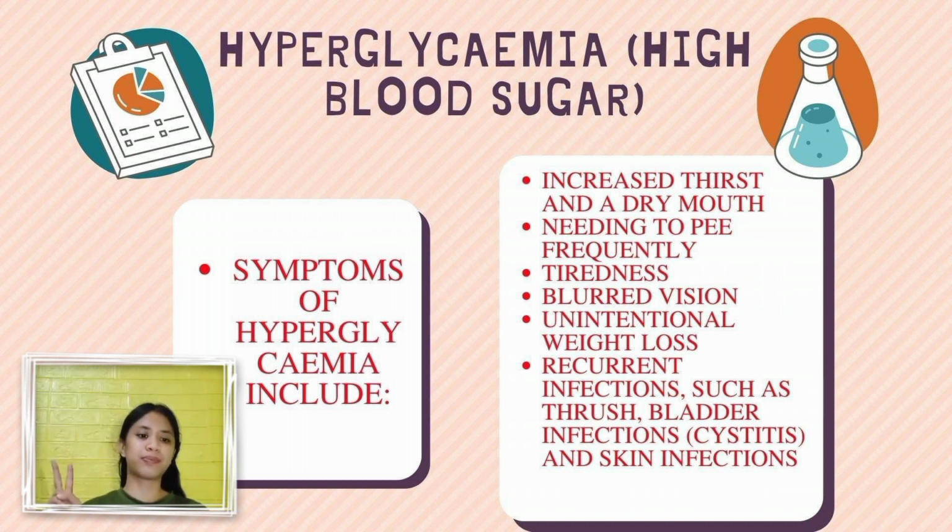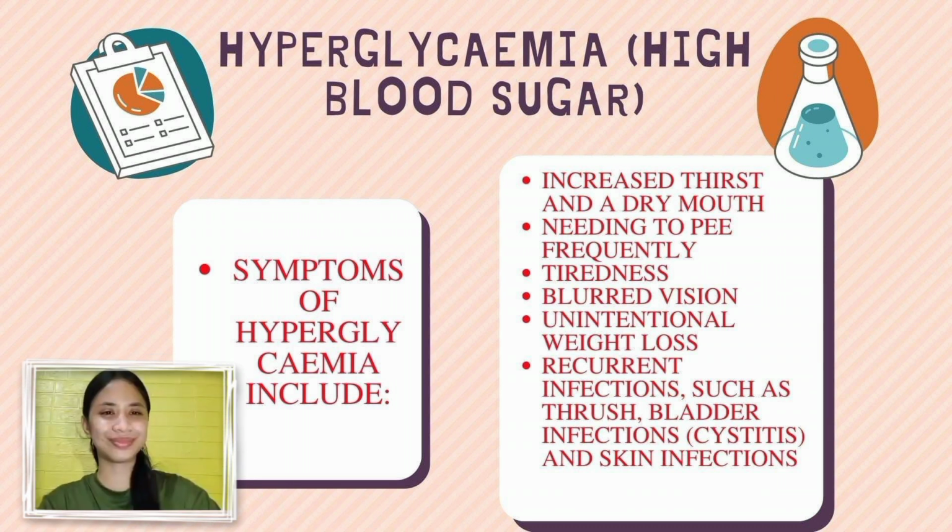Number 2 complication is hyperosmolar hyperglycemic state or HHS. It is a severe dehydration caused by the body trying to get rid of excess sugar. This tends to affect people with type 2 diabetes. That is a little background about hyperglycemia or high blood sugar. And now I'm going to discuss the symptoms of hyperglycemia.